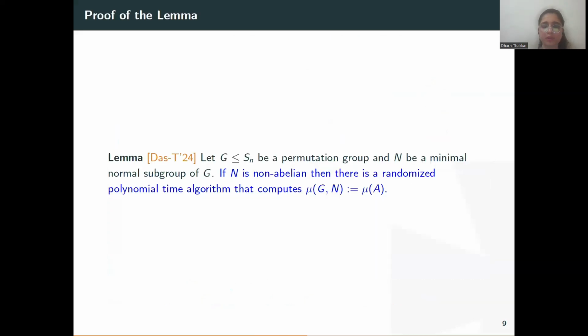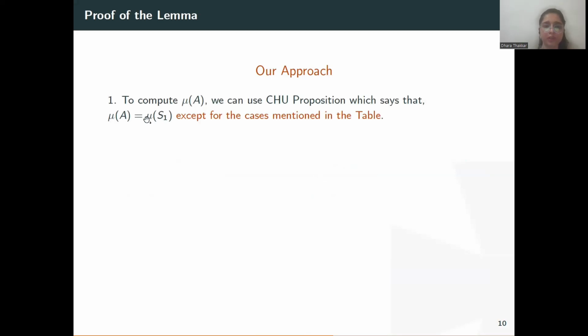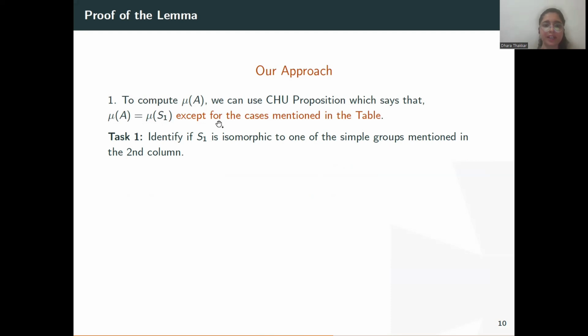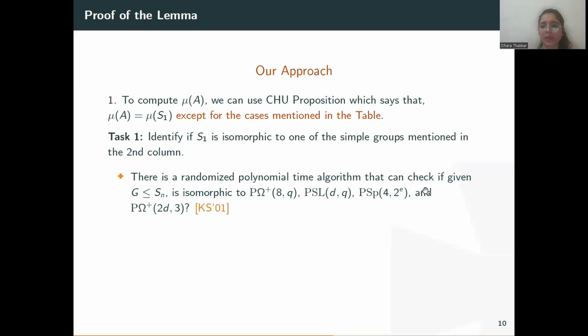So that is the next step. Let us recall that we want to show that we can find mu(A) in randomized polynomial time. As we have seen from the table, mu(A) is nothing but mu(S1), except for the cases mentioned in the table. So what we can do is first check whether S1 is isomorphic to one of the simple groups mentioned in the second column. There is a randomized polynomial time algorithm that, given a group G as a subgroup of Sn, can check whether there is an isomorphism from G to one of these four simple groups or not, and it is by Kantor and Seress.